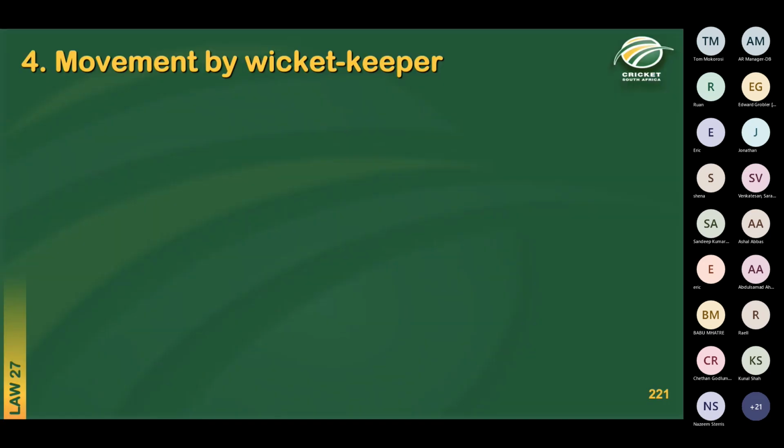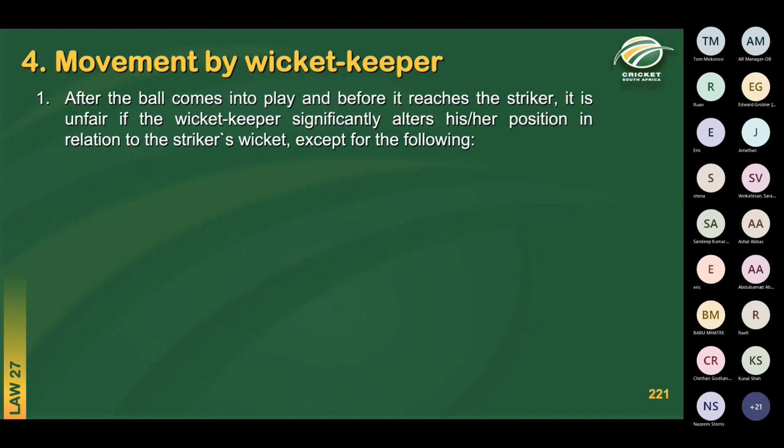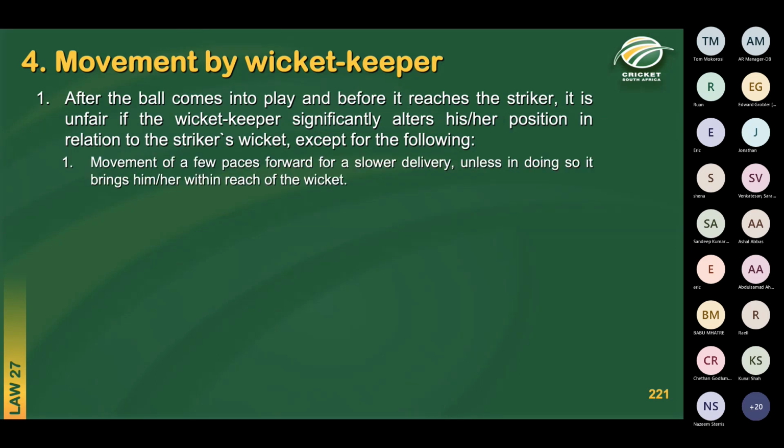So there you have the restrictions on a wicketkeeper in terms of movement and his or her position. Let's quickly summarize the movement by the wicketkeeper. After the ball comes into play and before it reaches the striker, it is unfair if the wicketkeeper significantly alters his or her position in relation to the striker's wicket, except for the following: movement of a few paces forward for a slower delivery, unless in doing so, it brings him or her within reach of the wicket.